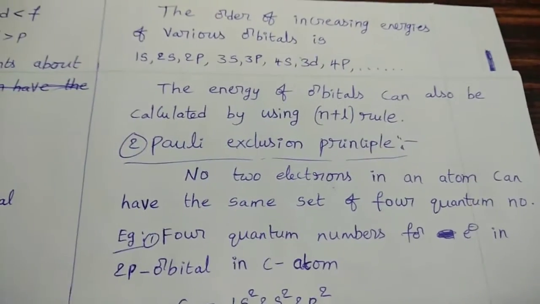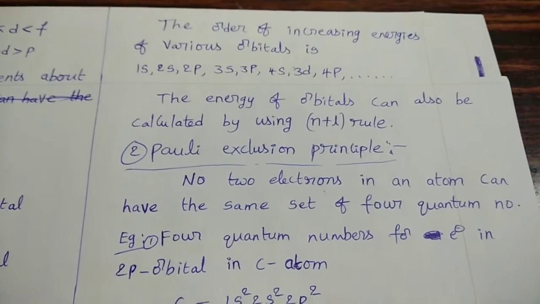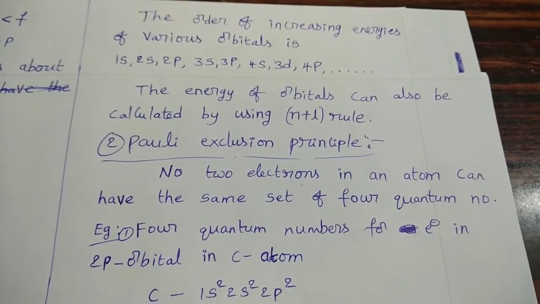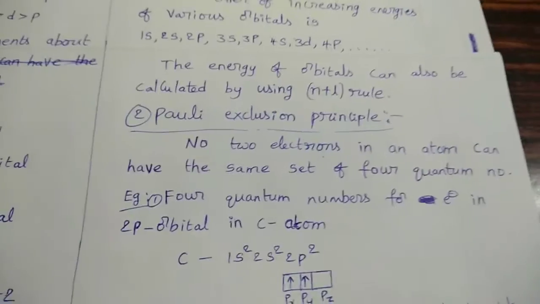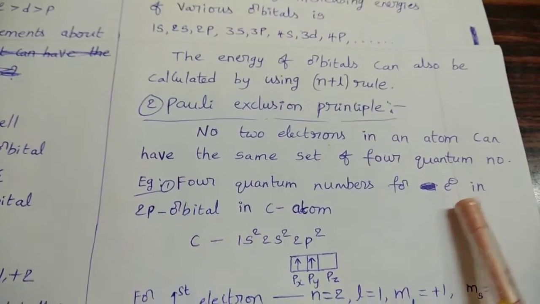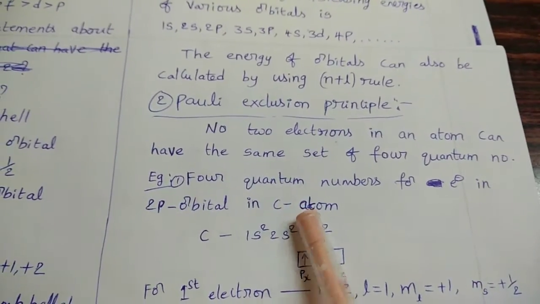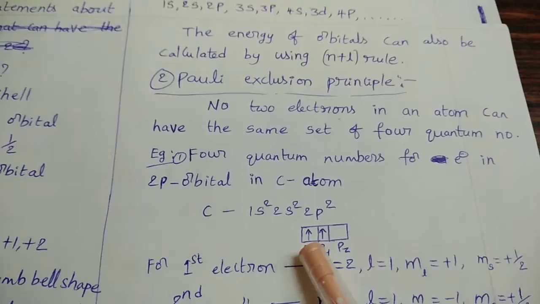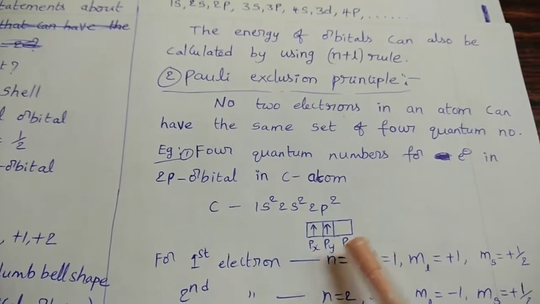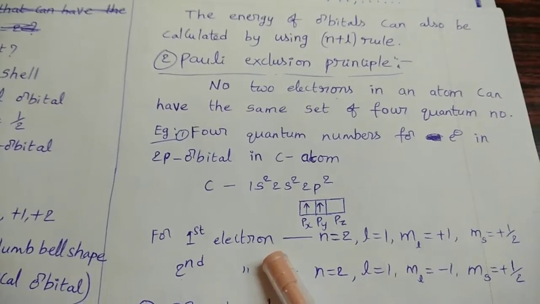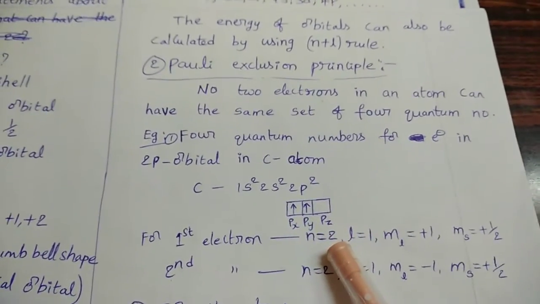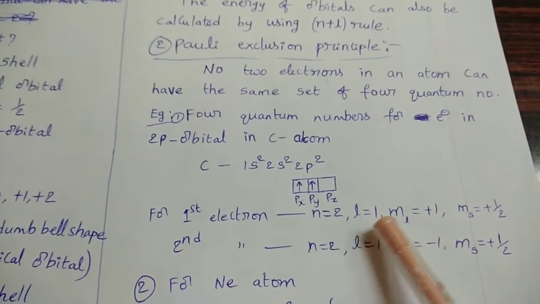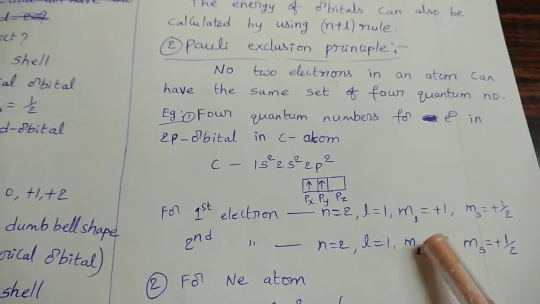In an atom, if we consider two electrons, those two electrons should differ in at least one quantum number. All the four quantum numbers should not be the same. See the example: four quantum numbers for electrons in the 2p orbital in a carbon atom. Carbon, atomic number 6, electronic configuration 1s2, 2s2, 2p2. 2p2 means we have to write px, py, pz. For the first electron, the principal quantum number is 2, azimuthal quantum number 1, magnetic quantum number plus 1, because L value 1 means magnetic quantum number values minus 1, 0, plus 1.